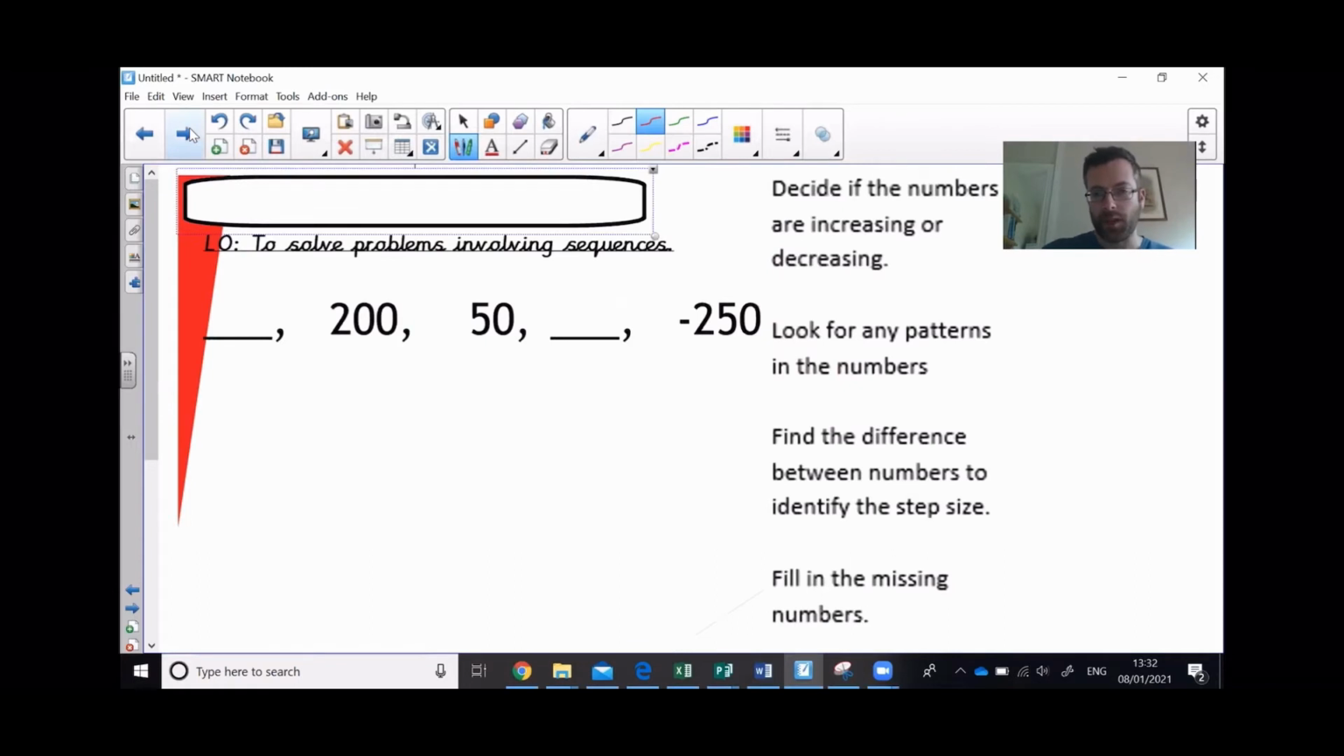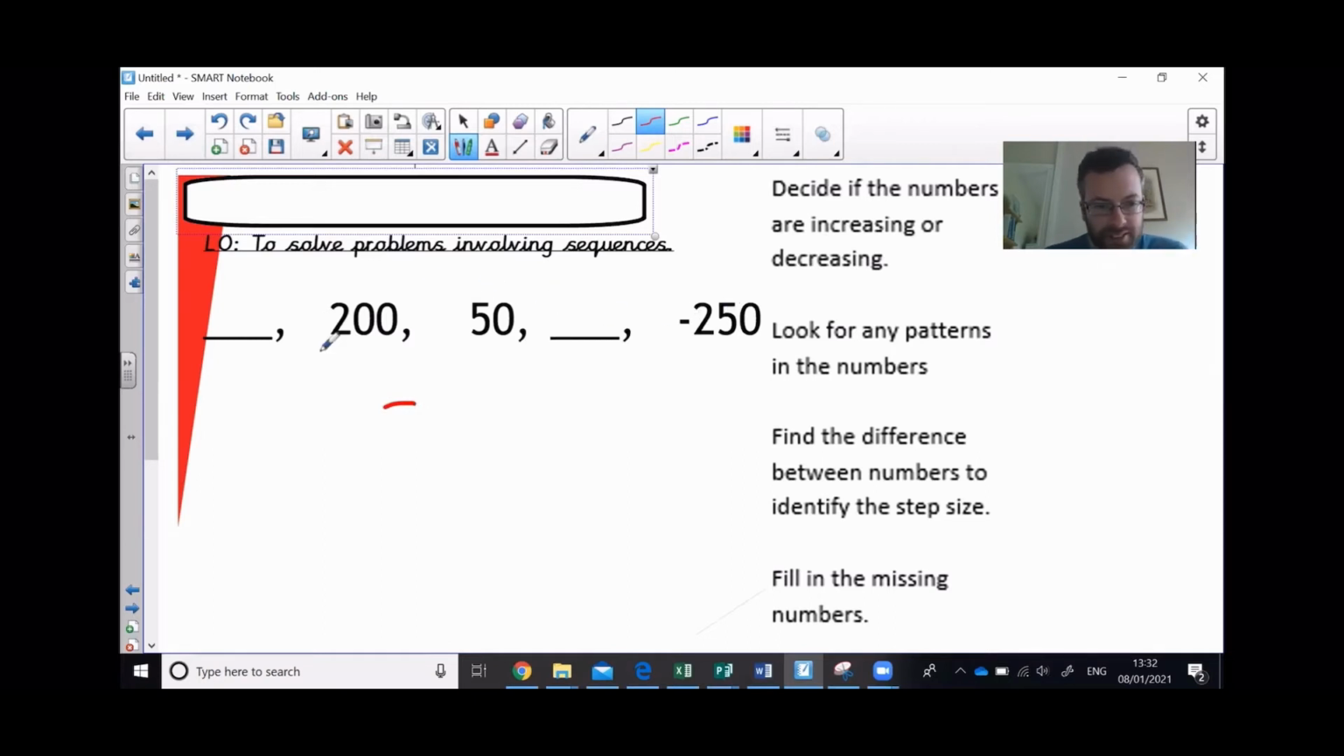So, different question. This one's got negative numbers. Scary, negative. Not really. Let's just concentrate and be careful. Also, it's got a number here missing, which makes it a little bit more complicated, but we can manage it. So first thing, decide if the numbers are going up or they're going down. Well, 200 to 50 means that they are definitely getting smaller, and then it ends up with a negative number. So it's definitely got much smaller.